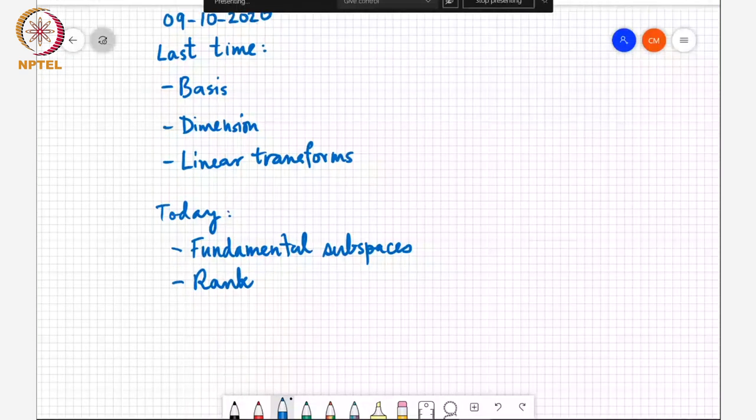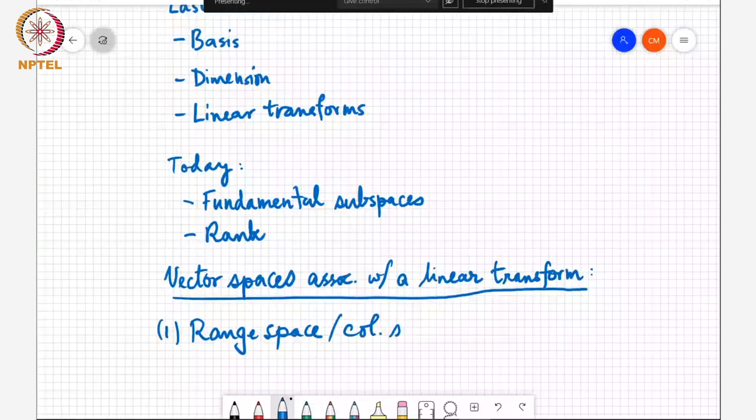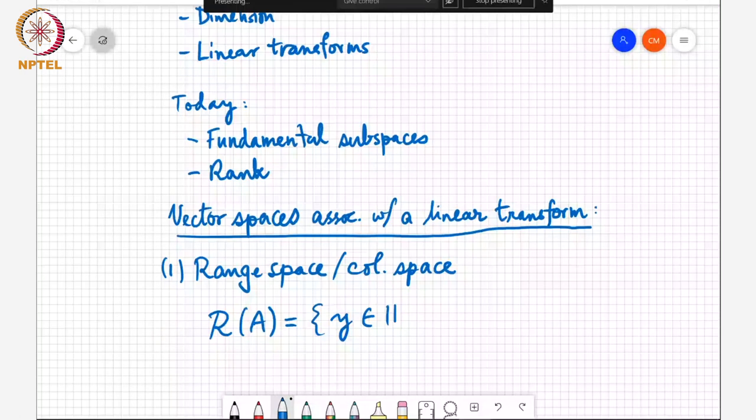So the vector spaces associated with the linear transform. The first space is also known as the column space. That's defined as R of A, which is the set of vectors Y in R^M. For all of this, A is a matrix in M by N, and we are defining the vector spaces associated with the linear transform represented as a matrix A. So Y can be written as A times X for some X in R^N. It's also the span of the columns, and it's a subset of R^M.